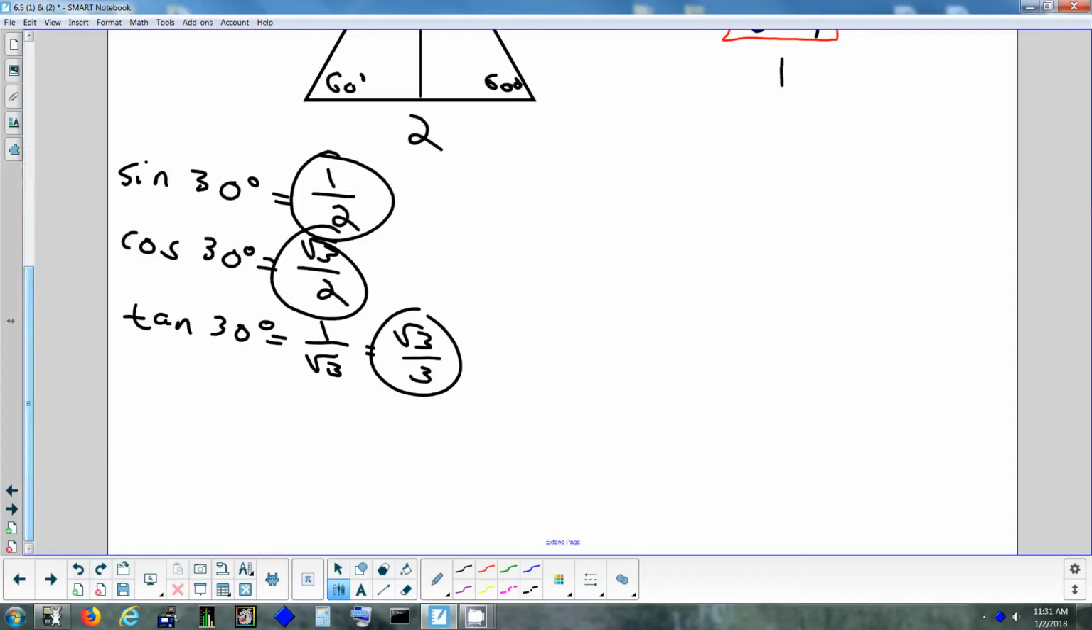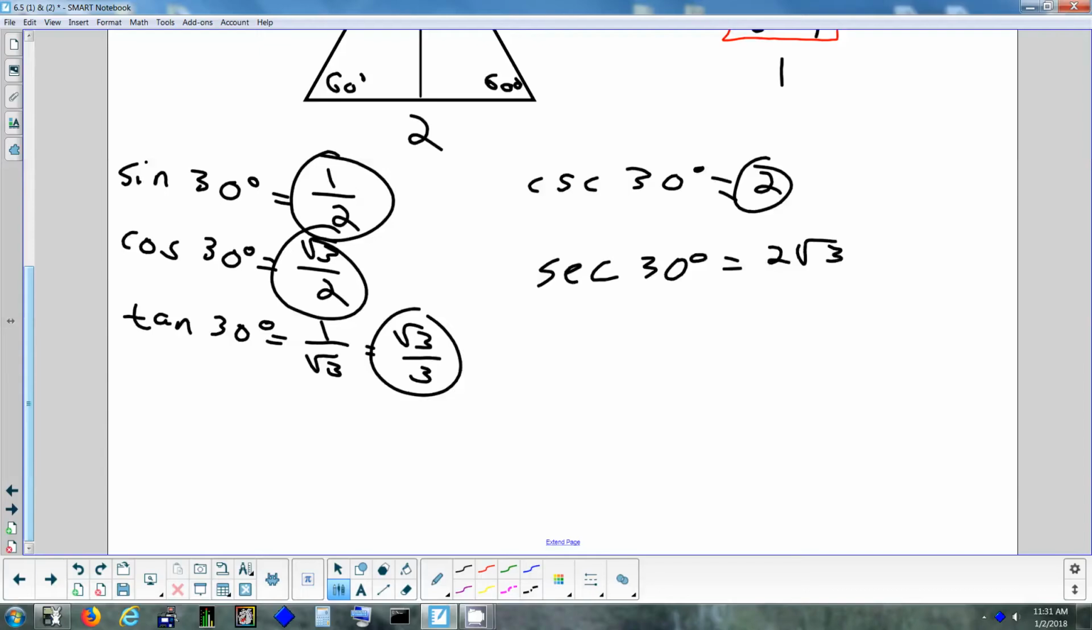Now, what are we going to do with all of those? Flip them. So cosecant, that's quick. We get 2. Secant, careful, we've got a square root in there. Can anyone tell me what you get when you flip it and fix the root? 2 square root of 3 over 3. Yes, 2 square root of 3 over 3. And then the last one, square root of 3.